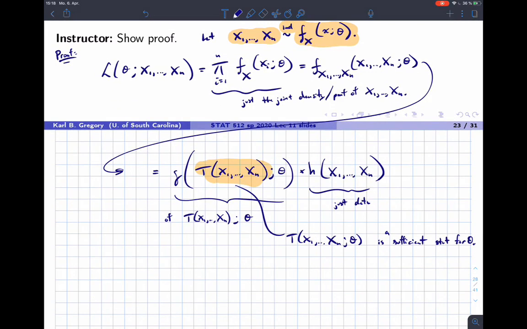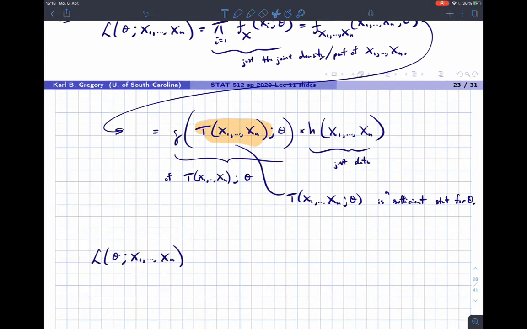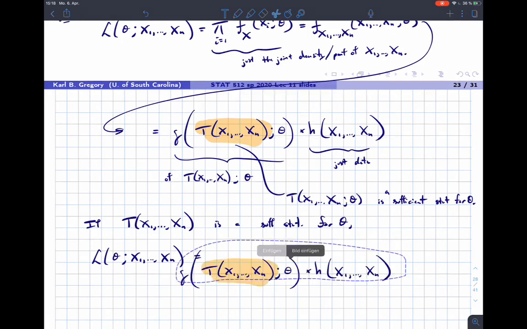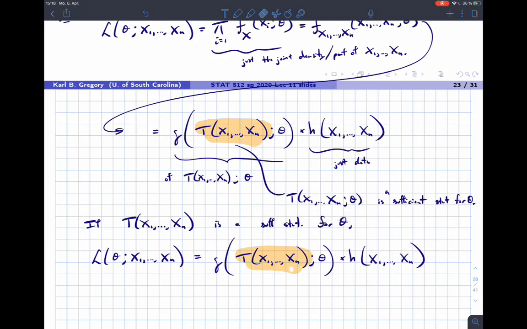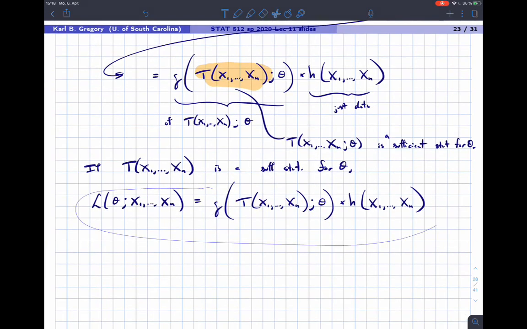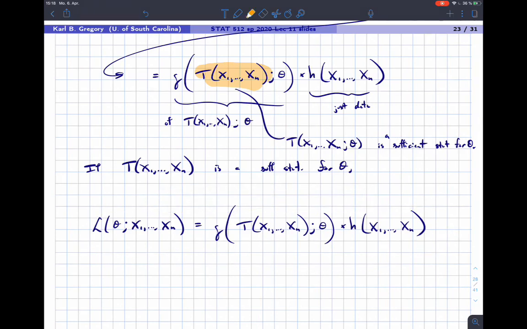Okay, so basically we can write the likelihood function if we have a sufficient statistic. So let's say if we have a sufficient statistic for theta, that means we can write our likelihood function exactly like this. We can write it as the product of a function g, which depends on the statistic and theta, and of a function h, which depends only on the data.